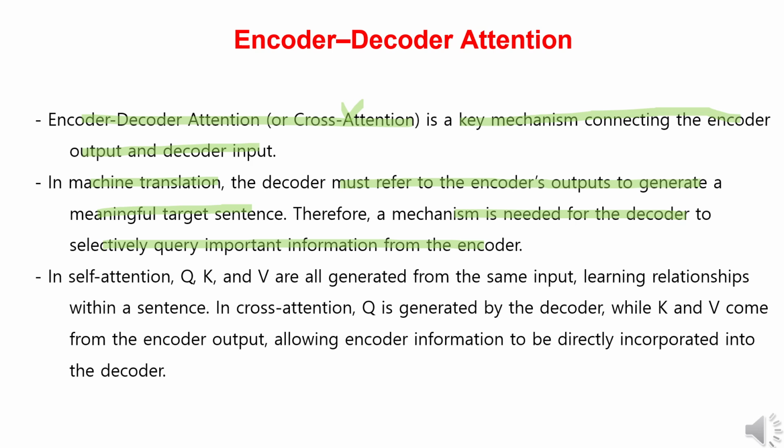In self-attention, the query, key, and value are all generated from the same sentence, allowing the model to learn relationships among words within that sentence. In contrast, in cross-attention, the query comes from the decoder, while the key and value come from the encoder's output, allowing encoder information to be directly incorporated into the decoder.